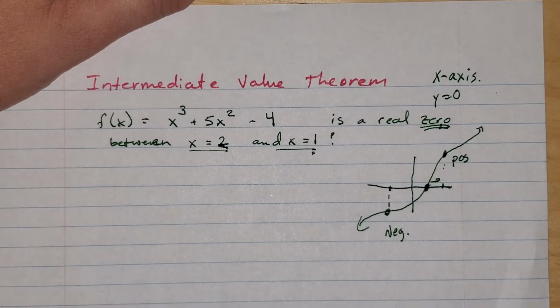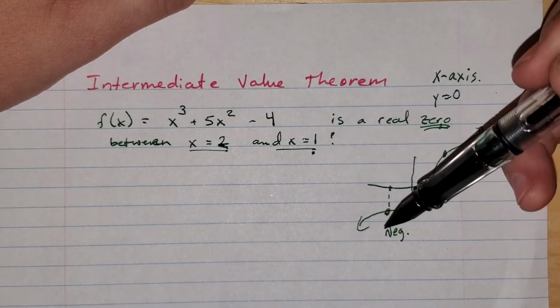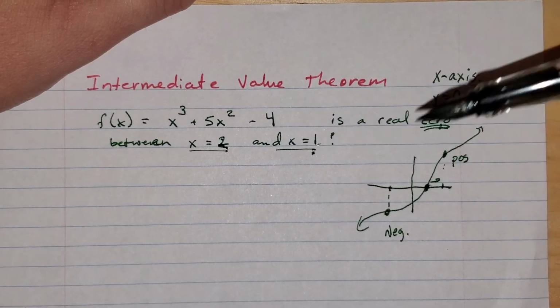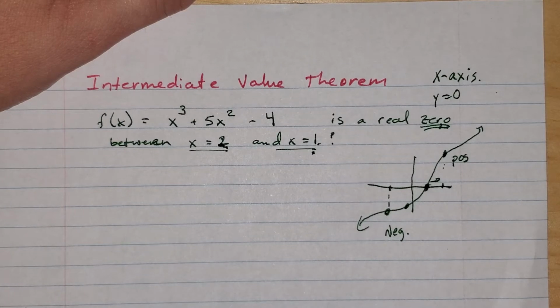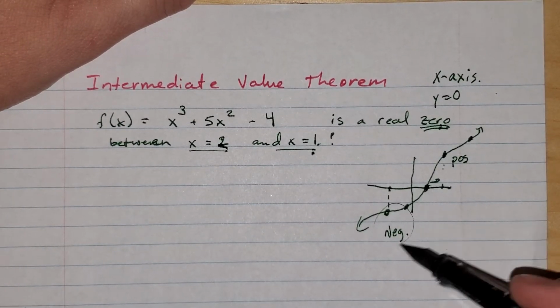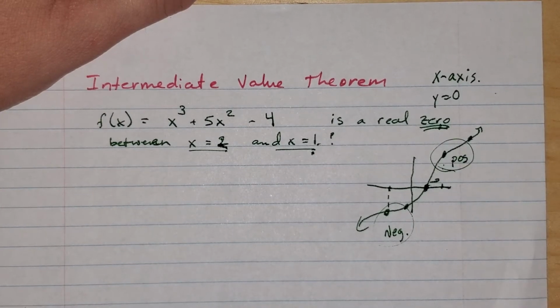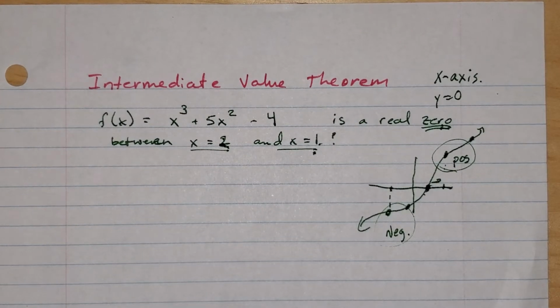Fair enough? One more scenario. If they're both negative or they're both positive, what does that mean? There's not a 0 between them. If they're both positive, there's not a 0 between them. So you have to have one negative and one positive, then you know there's a 0 between them. That is the intermediate value theorem. It sounds way more complicated in math books. That's all it is. So how do we check this?